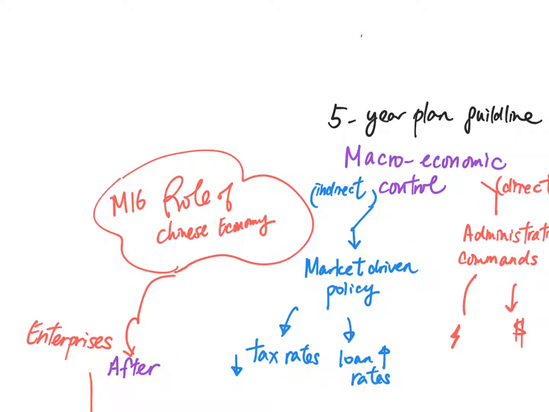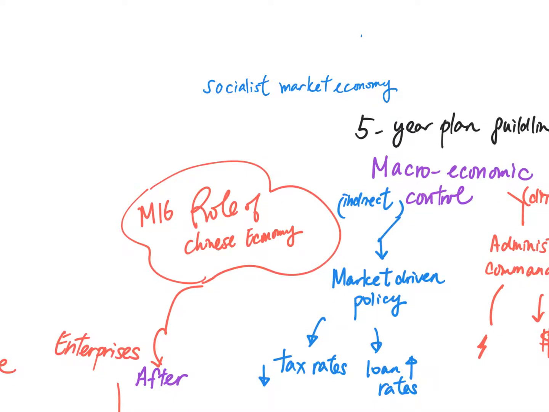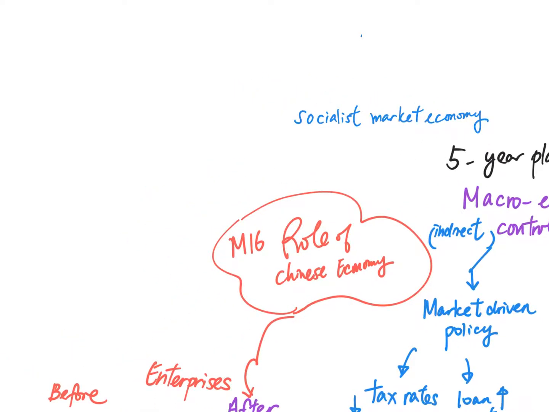So we ask why there is macroeconomic control. Back to the recent, like the 12th or 13th 5-year guideline, actually China is adopting a socialist market economy. So this is the main aim, okay? Socialist market economy. It is a contrast with the previous economic planning, that is a planned economy. It is totally different, okay? So right now, China is no longer adopting a planned economy.